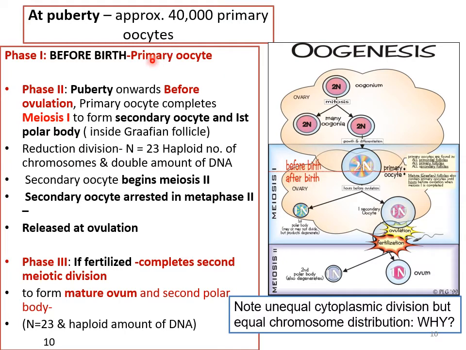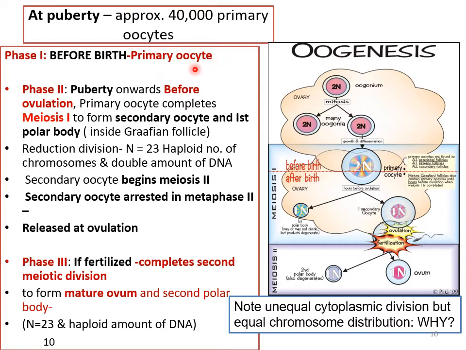So at puberty, there were about, remember, 40,000 primary oocytes. While all those follicles are doing their own story, let us see what this primary oocyte is doing inside that follicular wall. So phase 1 of oogenesis has already begun before birth, where primary oocytes have formed, and they were arrested, remember, in prophase 1. If you want to be specific, the diplotene stage of prophase 1.